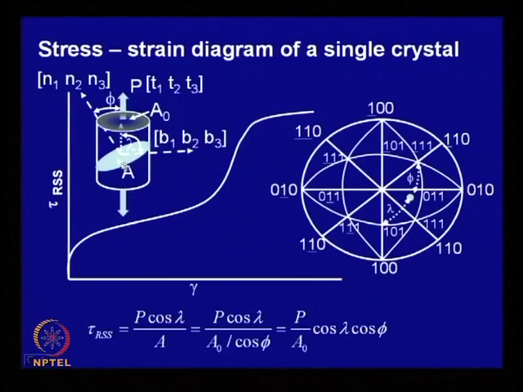Now, how do you represent this cross section area A? Basically, A naught is this, and the direction of A naught is coincident with the direction of P. The angle between this plane normal to A naught and the slip plane normal is phi. Therefore, this area will be A naught over cos phi.